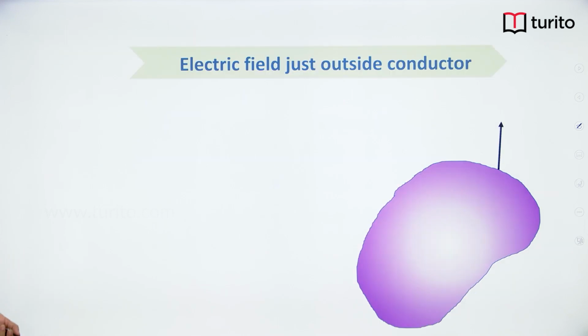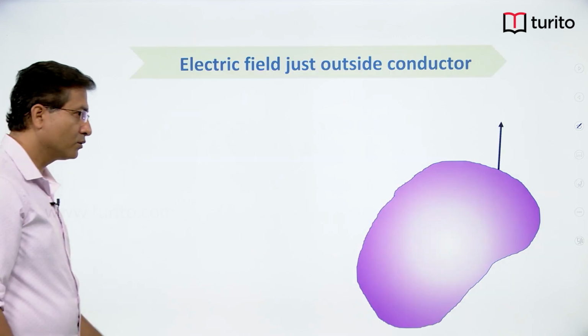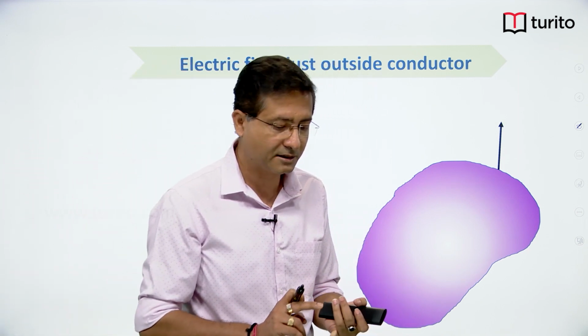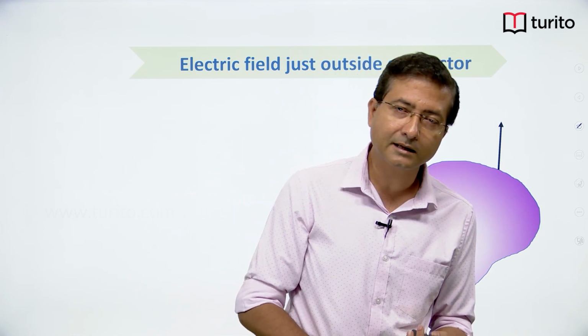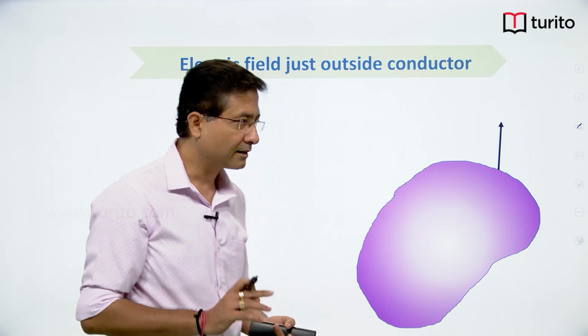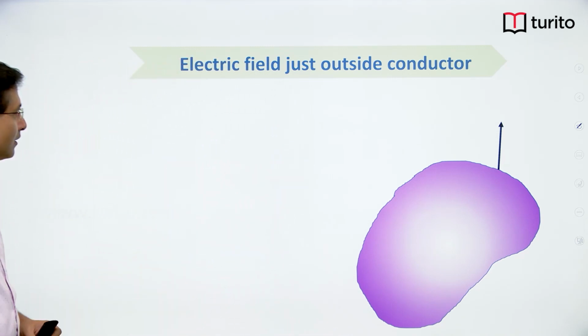Let us see the next point. So, potential is constant, electric field inside the conductor is 0, no excess charge can reside inside the conductor, whatever charge you are giving, that is appearing on the surface of the conductor, right. Let us see another point. The electric field just outside the conductor.